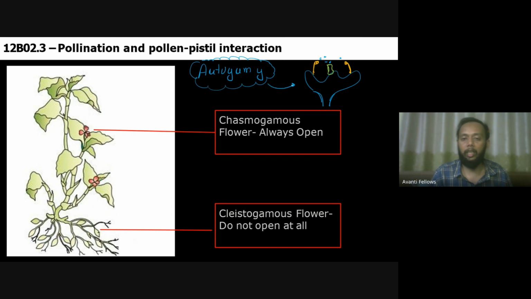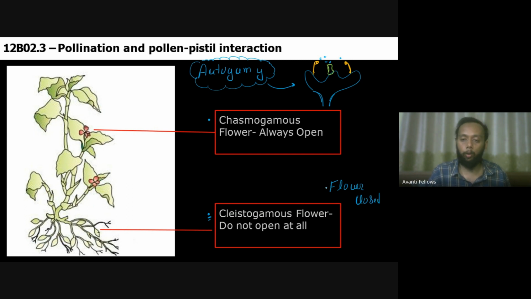Now you should know one thing, the flowers can be of two types. Either you have a chasmogamous flower or a cleistogamous flower. Cleistogamous means the flower will remain closed. They will remain in a bud state. Cleistogamous flowers do not open. The flower remains in the bud state, so they will remain closed.